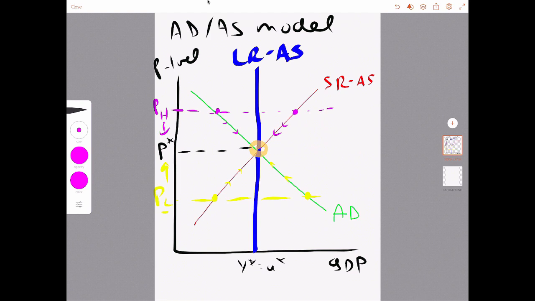What we see here is a world in which we are at the natural rate of output, we have the natural rate of unemployment, and prices are stable at equilibrium. So everything's kind of in a good place right now. So how do things change, or how can we interpret changes in the economy if something alters this equilibrium?